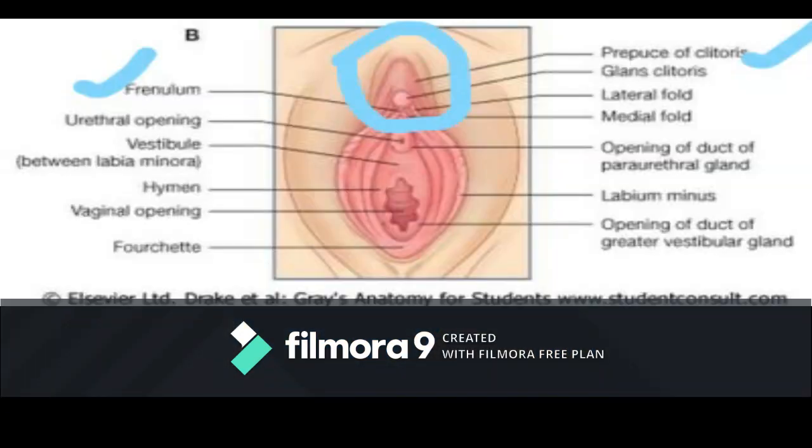Now we will study about another part, clitoris. It is a small cylindrical erectile body measuring about 1.5 to 2 cm.